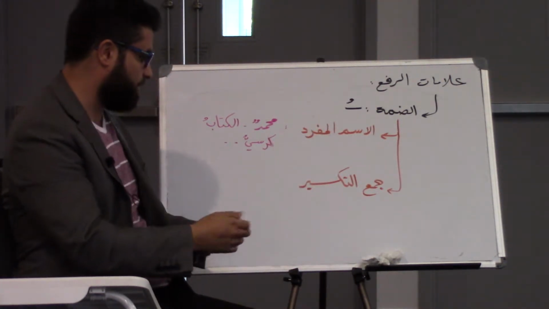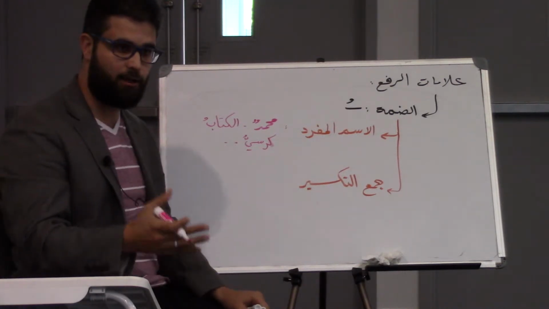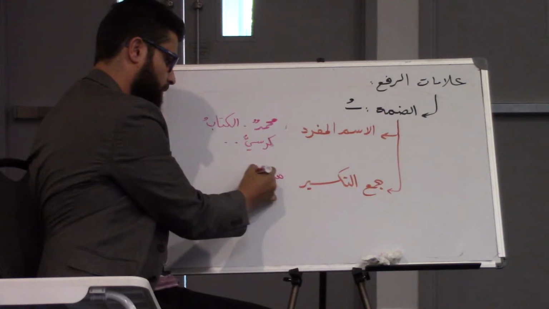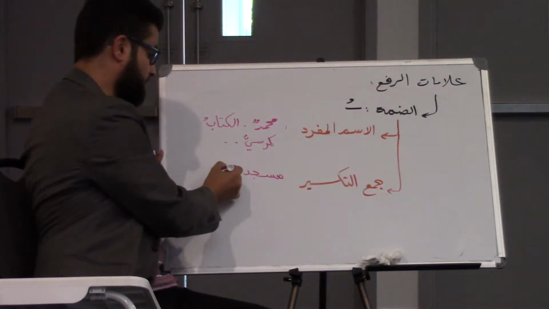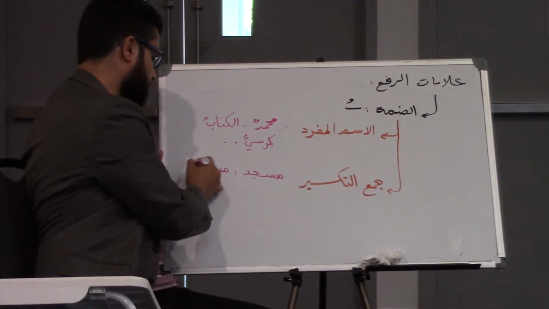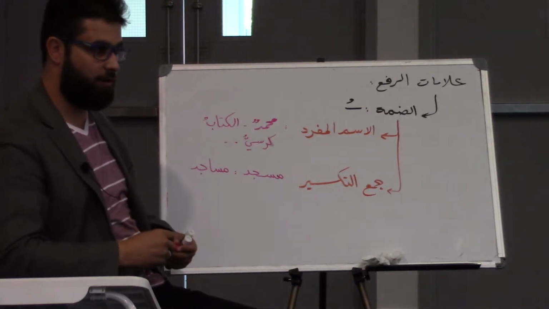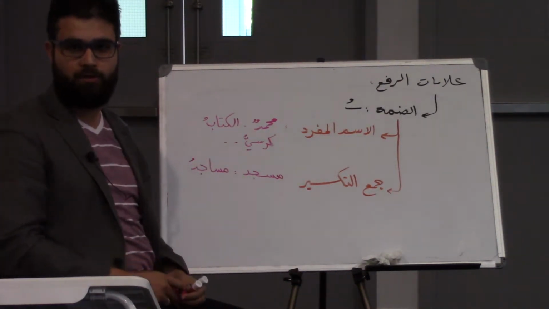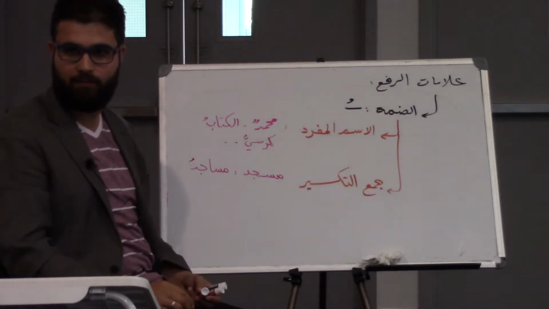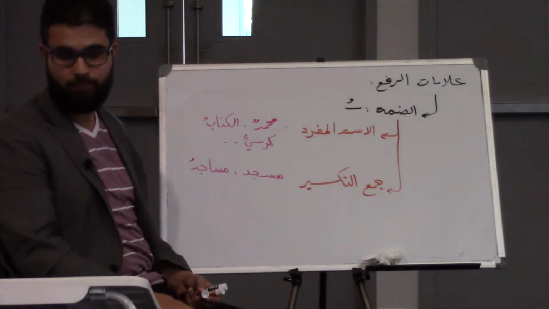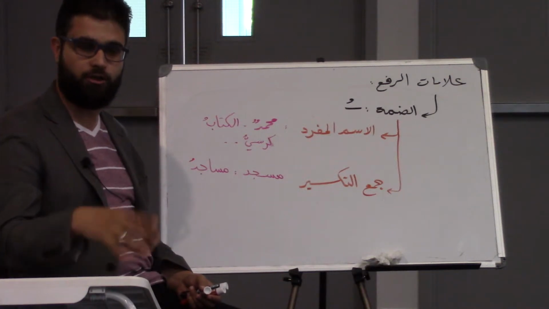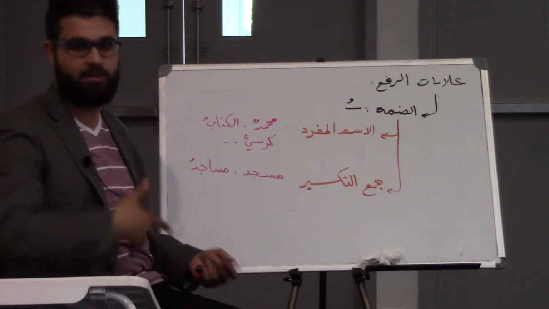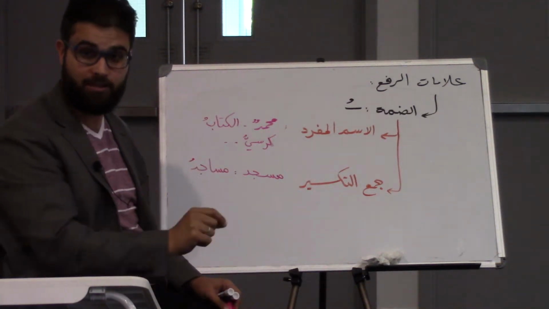So I'll give you examples of jama' taksir. What's the plural of masjid? Masajid. So this is jama' taksir. We just added an alif right there in the middle, right? That's not a method of how to do things. It's just that's how it happened. Why? I don't really know. And there is no law, there's no formula. It's just this is how Arabs speak. When they want to say a plural of masjid, they say masajid. That's how they say it. It's called jama' taksir, the broken plural.